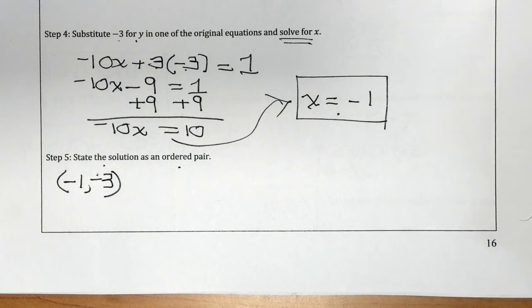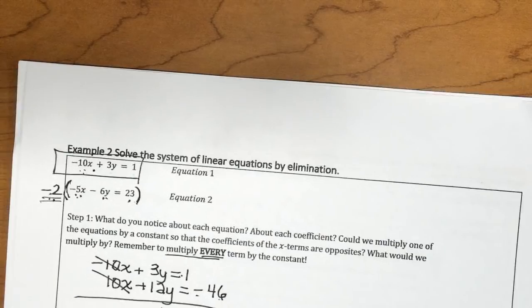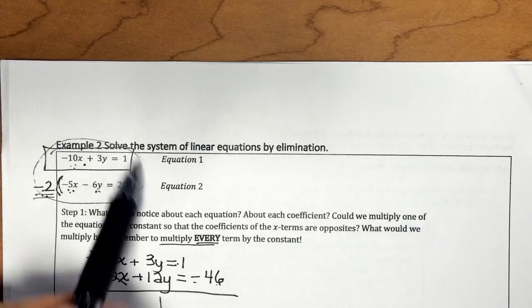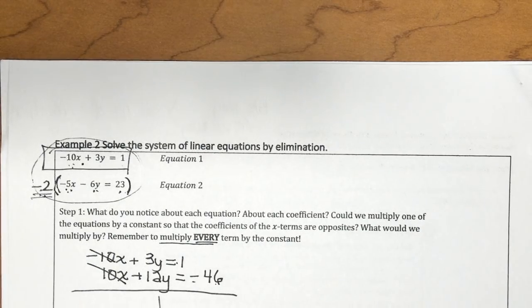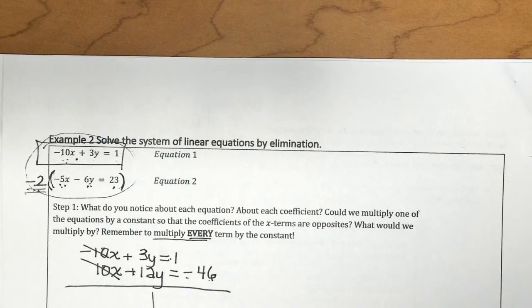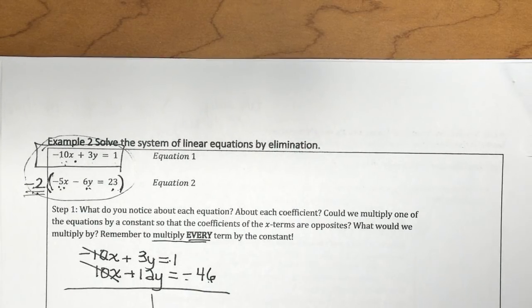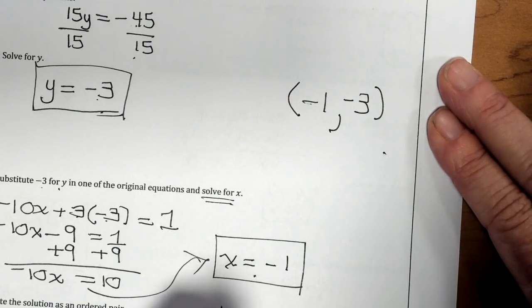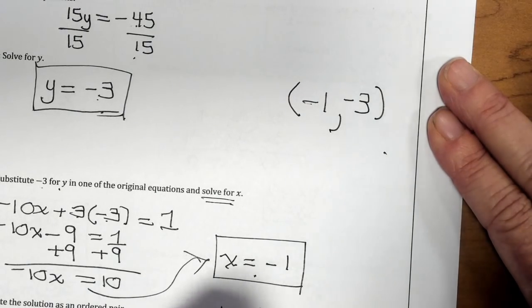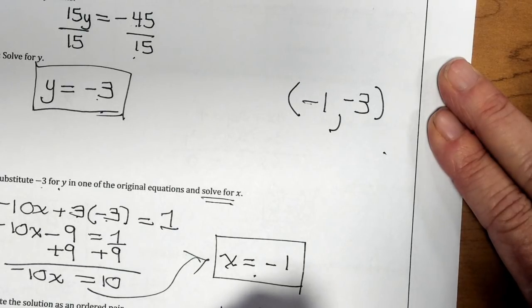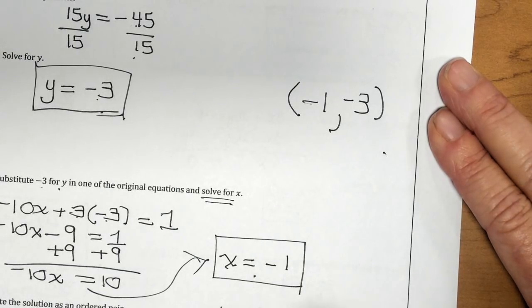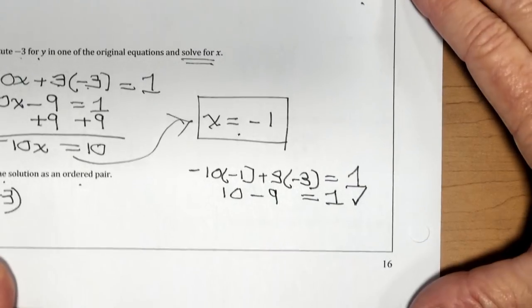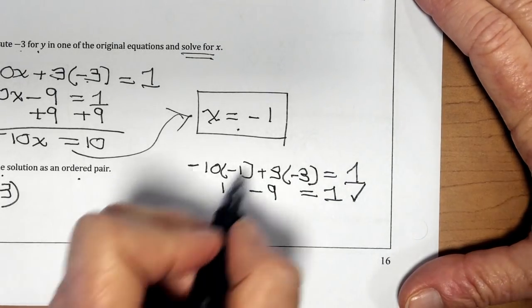And the last thing we have to do, we must check our work. So I'm going to go back to both equations right there, and I'm going to substitute in negative 1 for x and negative 3 for y. So I'm going to write negative 10 times negative 1 plus 3 times negative 3, and that should equal 1. Well, this is 10 minus 9 is equal to 1. Definitely, that is true.